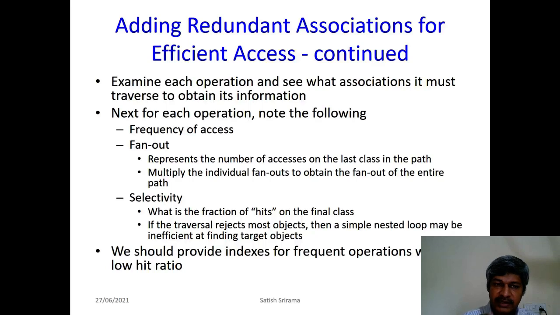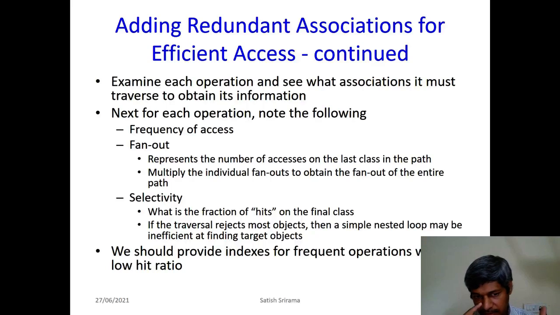And then you get the fan out. Fan out represents the number of accesses on the last class in the path, so how many accesses you are doing. In the earlier case, for has skill, you are doing that fan out 10 times. So you have to multiply the individual fan outs to obtain the fan out of the entire path. That's how we got the 10,000 there: 1,000 multiplied by 10.